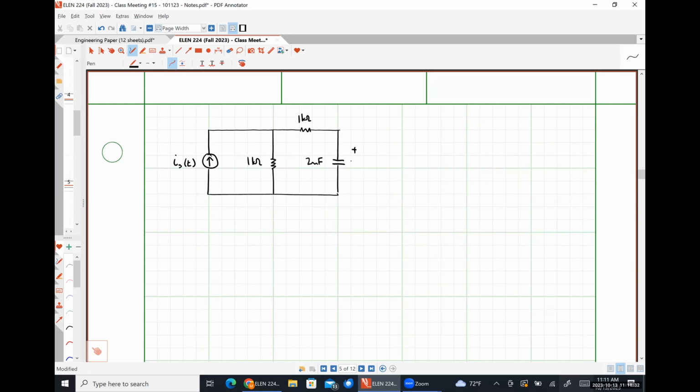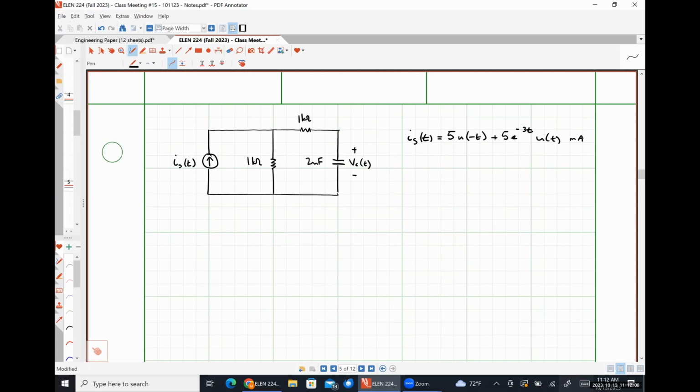And I'm trying to find my capacitor voltage as a function of time if IS of t is 5u of negative t plus 5e to the negative 3t u of t milliamps.